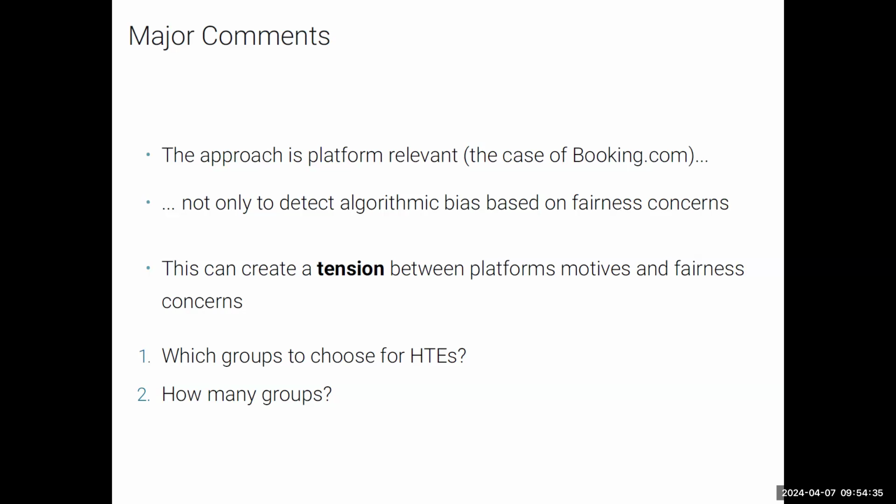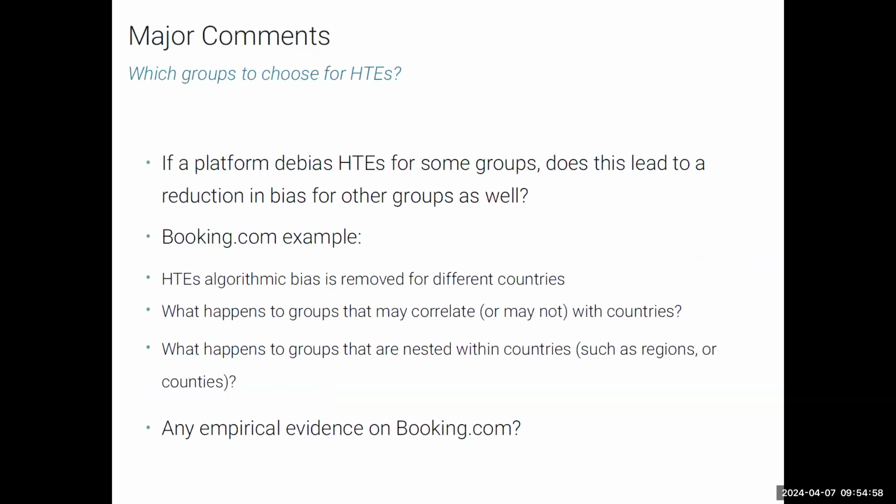For example, Booking.com, I believe that it was interested in doing this because they care about not having a biased measure of this HTE, but probably it's not because they care about fairness per se, right? So the question is, okay, but which groups do we want to choose, right? And how many groups? So, for example, if a platform like Booking.com wants to debias the heterogeneous treatment effect for some groups, does it lead to a reduction in the bias for other potential groups as well or not? I know that this is almost another paper or another type of question, but in terms of policy concerns, I think it could be very relevant.